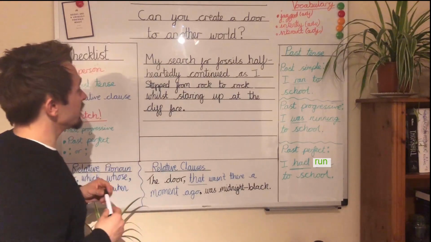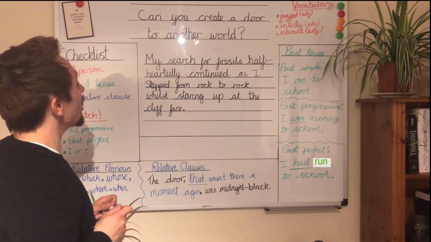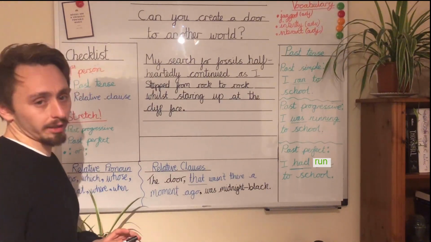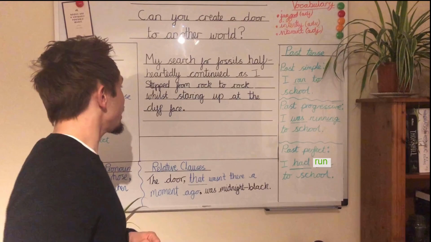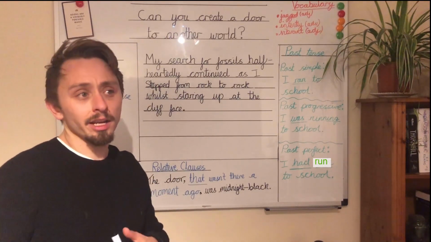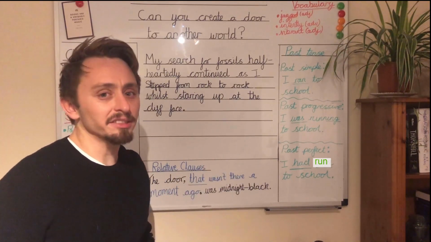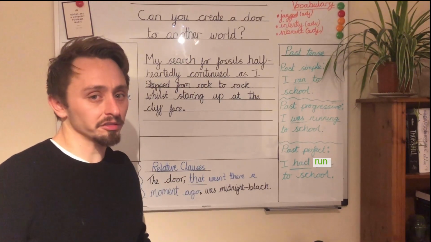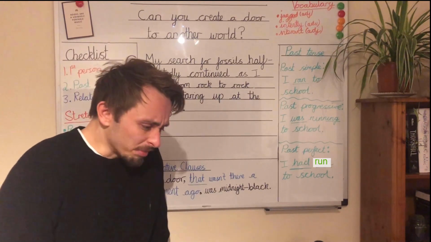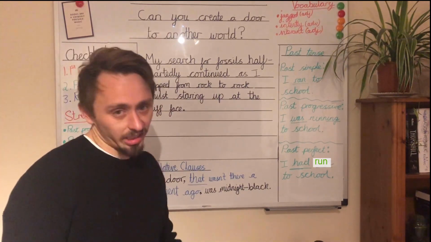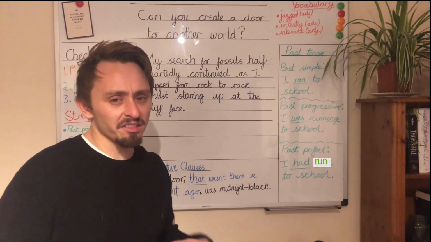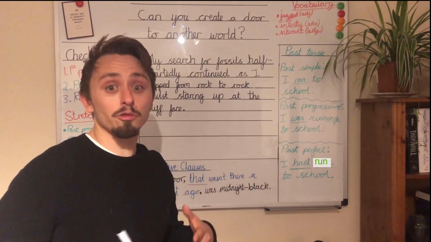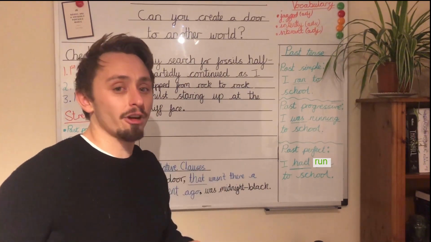Okay, so as you can hopefully read, I've got: my search for fossils half-heartedly continued as I stepped from rock to rock while staring up at the cliff face. I decided I wanted to go straight into the action with what my character was doing as they went about their ordinary business in their everyday life. And like I said in my plan, mine was just walking along the beach looking for fossils. I did say I wanted to be a bit bored, so he's half-heartedly looking for them, which means he's doing it, but he's not fully committed to it. So there's a nice compound adverb there to describe how he's doing it.